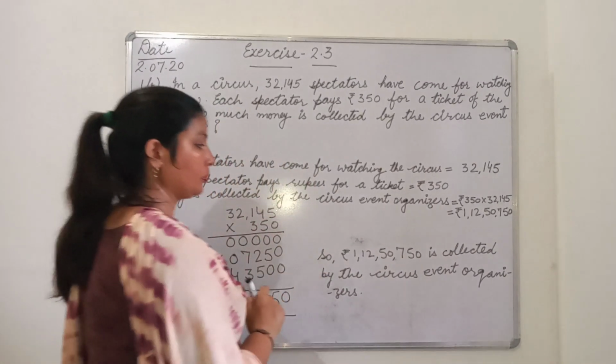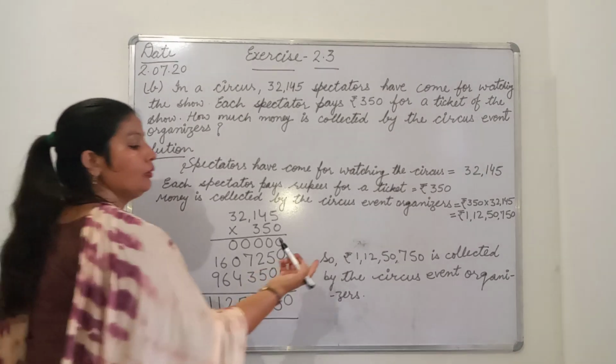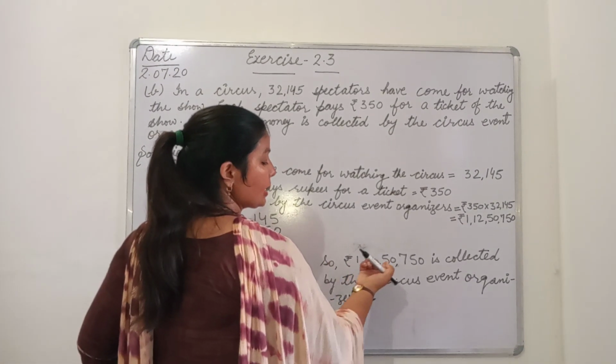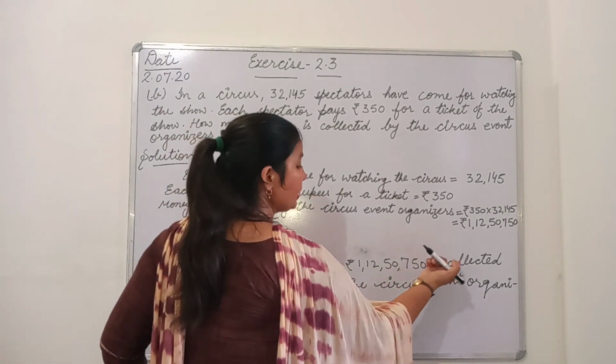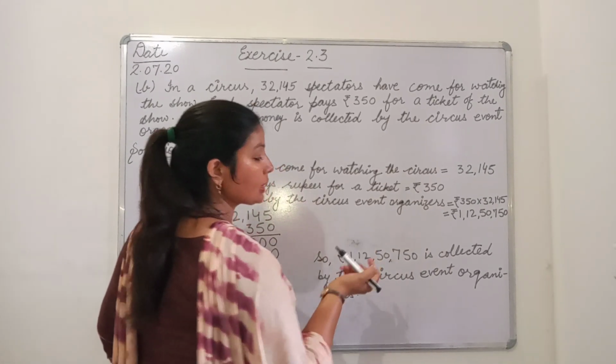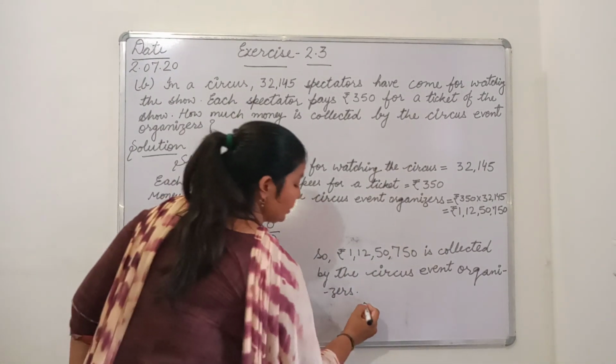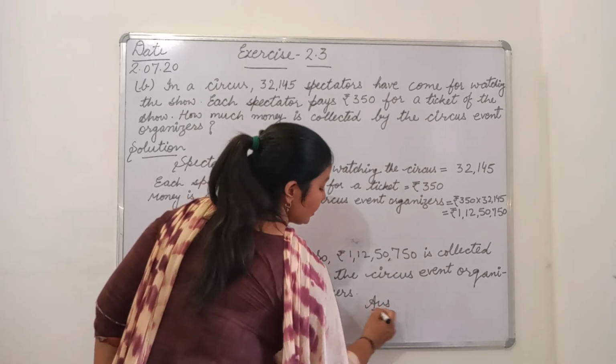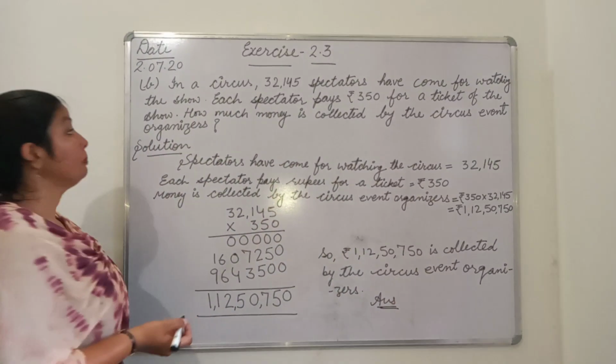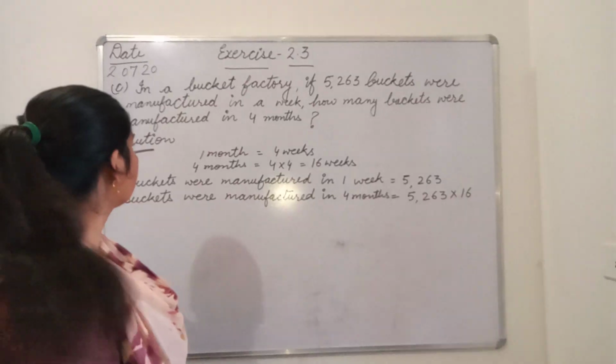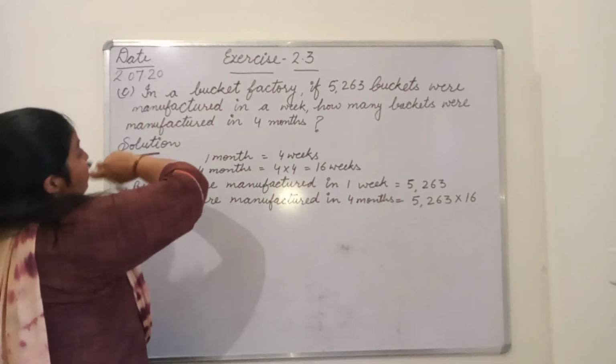So rupees 1 crore 12 lakhs 50,750 is collected by the circus event organizer. That's your answer. Like this you have to solve question number B. Now question number C.